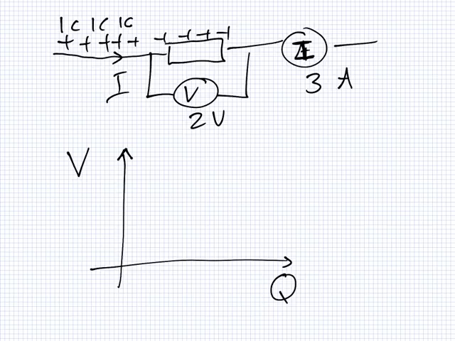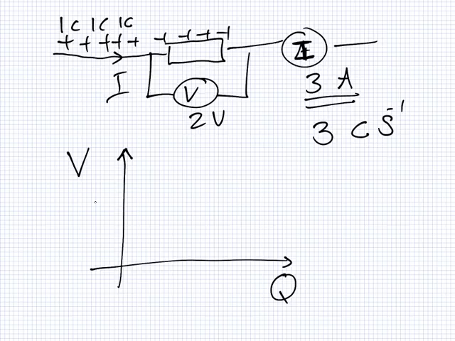And then after some time, after 1 second, how many coulombs pass through? 3. And then after 2 seconds, 3 more. And another second, 3 more. You mean that it's adding? Yeah. Because remember, 3 amps is the same as 3 coulombs per second. So each second I get more and more coulombs of charge. So as time goes by, I get more coulombs. But the voltage doesn't change, does it? It still stays at 2 volts.